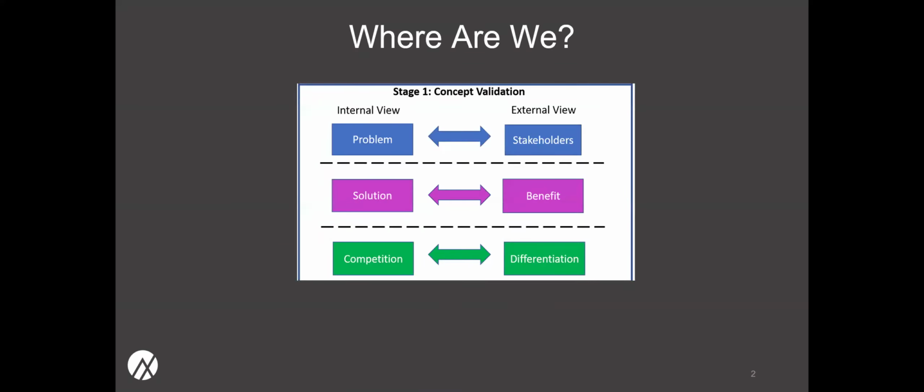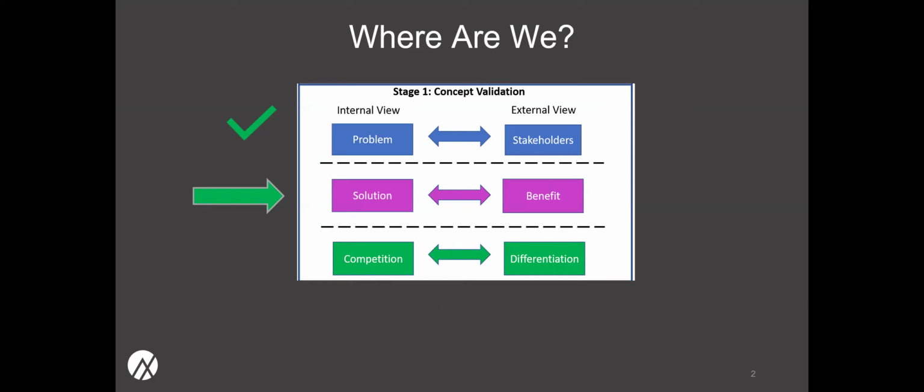So where are we? You've looked through problems and stakeholders and have an idea of what problem you're trying to solve and who you're trying to solve it for. And now what we want to look at is how we describe that solution, the solution to the problem you're trying to solve.